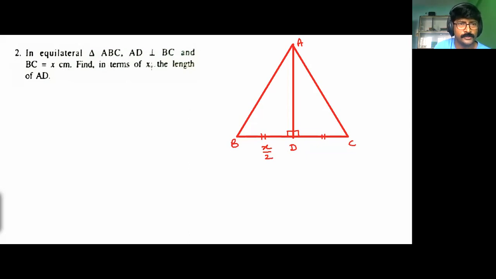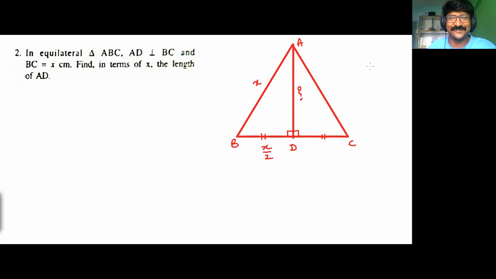Find in terms of x the length of AD. So we're supposed to find the length of AD in terms of x. Now, of course, this length BC has to be the same as AB because they are the sides of the equilateral triangle. It will be root 3 upon 2 into x. This should be the final answer, but still we'll try to find it out because that's the standard formula of an equilateral triangle, isn't it?